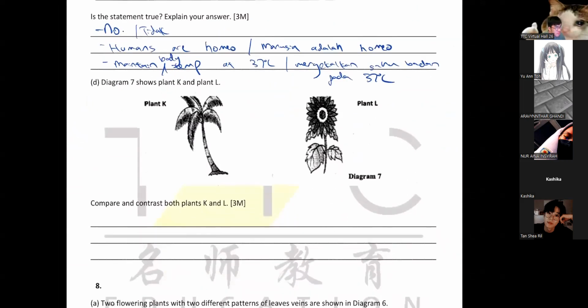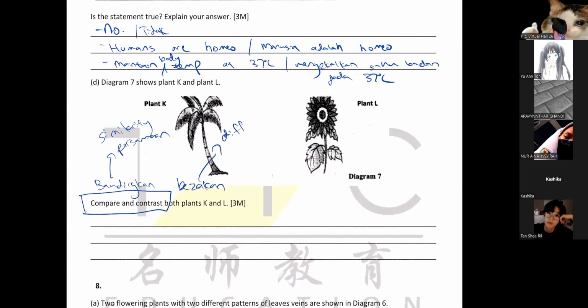Right, so D, so this is your plant K and plant L. Obviously, this is our coconut tree, this is our sunflower. So compare and contrast. See this word, take note of this word. This means in BM it's called bandingkan dan bezakan. As I told you, you need to write similarity, persamaan, and you need to write difference. Okay, perbezaan. That's why when you see this word, you need to write both.